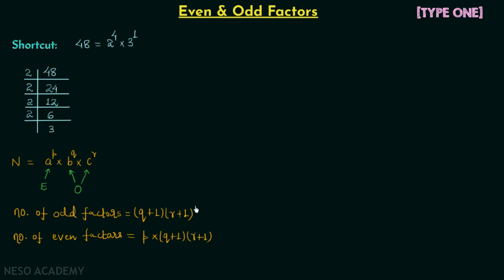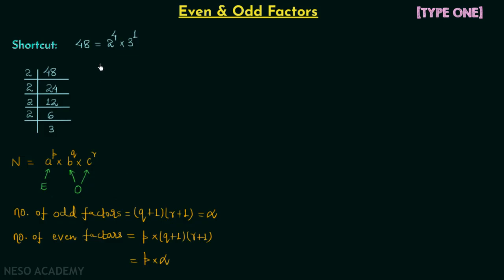For example, if after the calculation we have alpha, then the number of even factors will be equal to p multiplied by alpha. And there is one more way to find the number of even factors. If you have already calculated the total number of factors, which will be equal to p plus 1 multiplied by q plus 1 multiplied by r plus 1, then you can subtract alpha, which is the number of odd factors, from the total factors. Let us now implement all these in this particular example to make everything clearer.